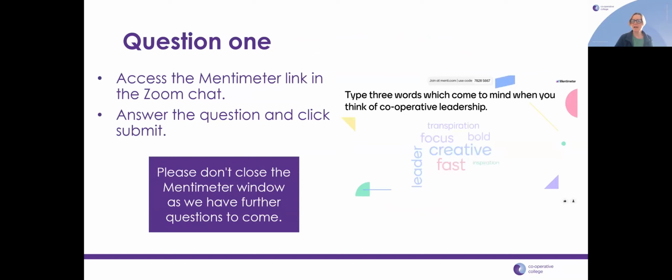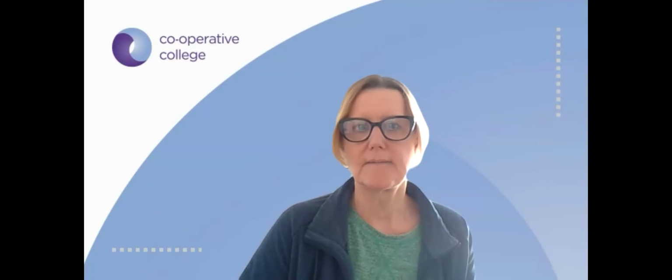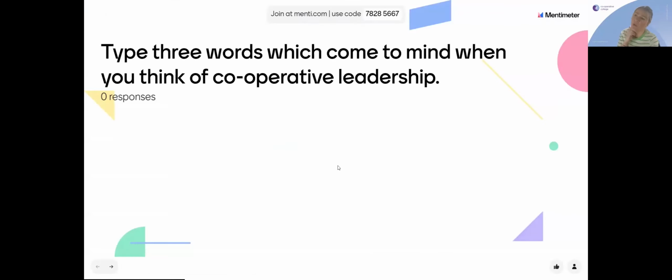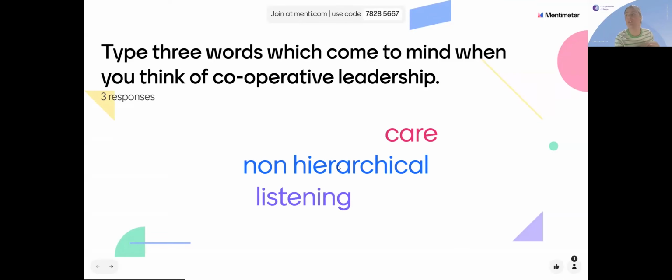We're going to start off with our Mentimeter. Shortly, a little link will appear in the Zoom chat. If you click on that link, a question should pop up, which is about typing the 3 words which come to mind when you think of cooperative leadership. I'm going to stop sharing my screen now. And I'll share mine and open up the Mentimeter. If you click on the link that has come up in chat, you will see this question: type 3 words which come to mind when you think of cooperative leadership.